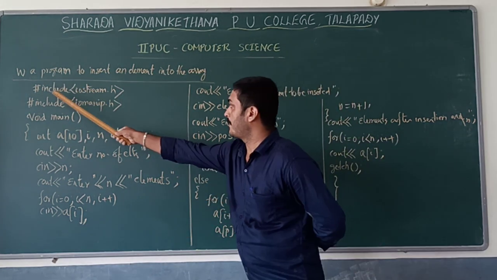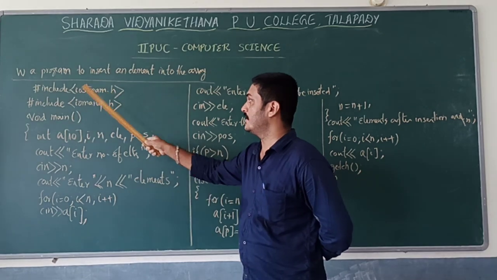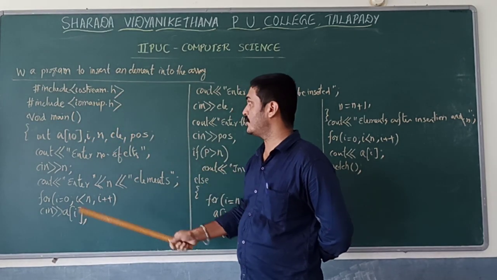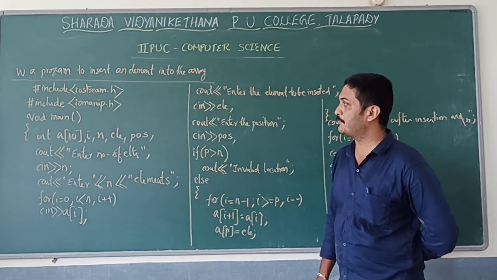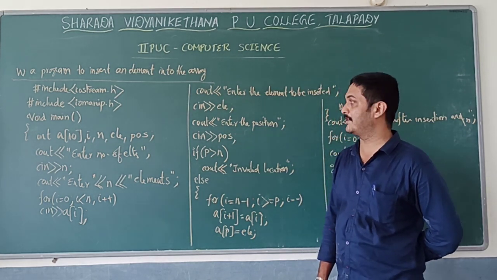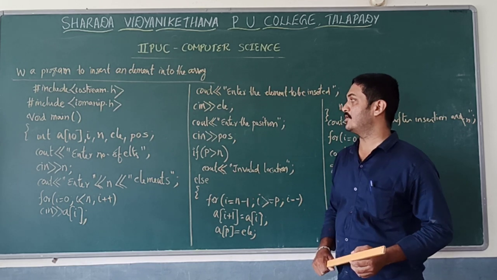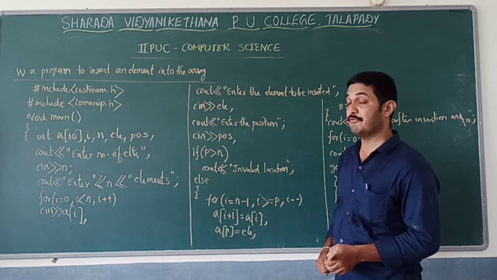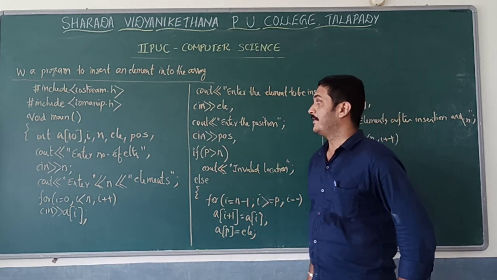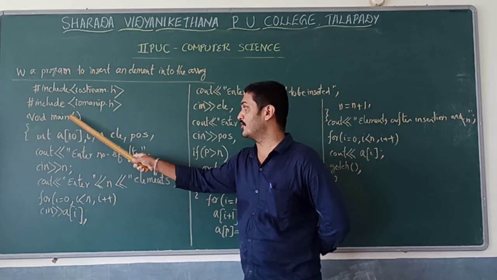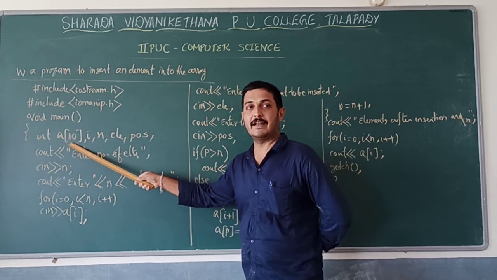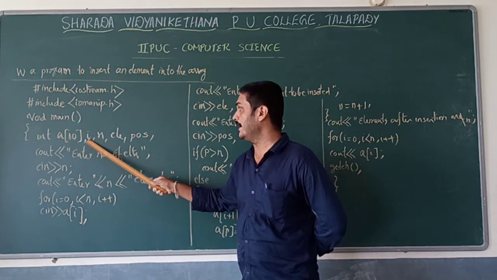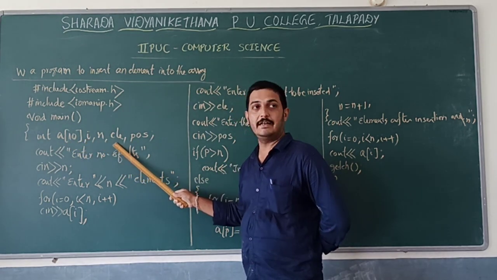Here, #include <iostream.h> and #include <iomanip.h>. iostream.h is for input output stream, and iomanip.h is to specify the manipulators, or use the inbuilt functions defined under the manipulators in the iomanip.h header file. Next is the void main function, and here int a[10], total 10 elements, i, n, ele and position.